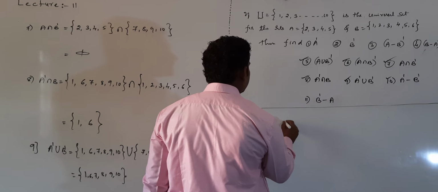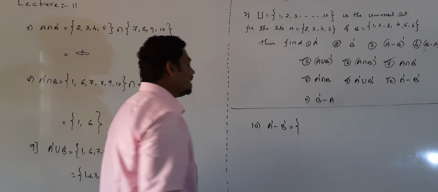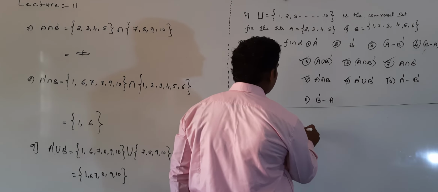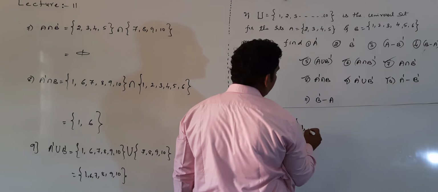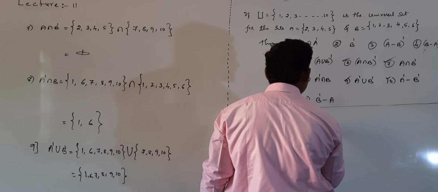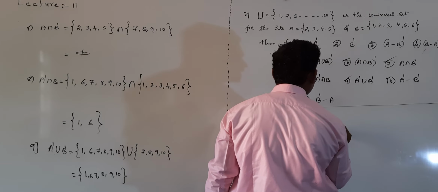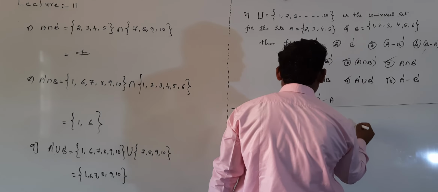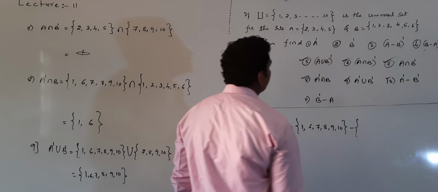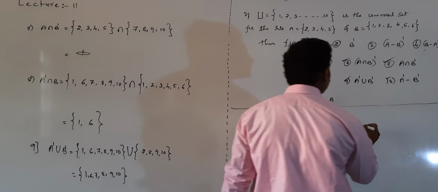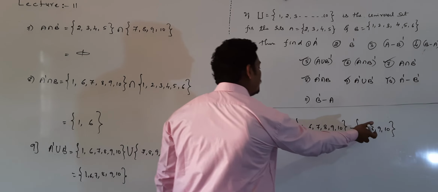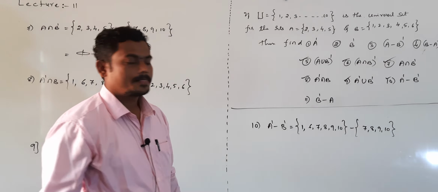A complement minus B complement, that's equal to, right? A complement means U minus A, that is 1, 2 get cancelled, 3 cancelled, 4 cancelled, and 5 cancelled, so 6, 7, 8, 9 and 10. Minus B complement. B complement means U minus B. U minus B means 7, 8, 9 and 10.